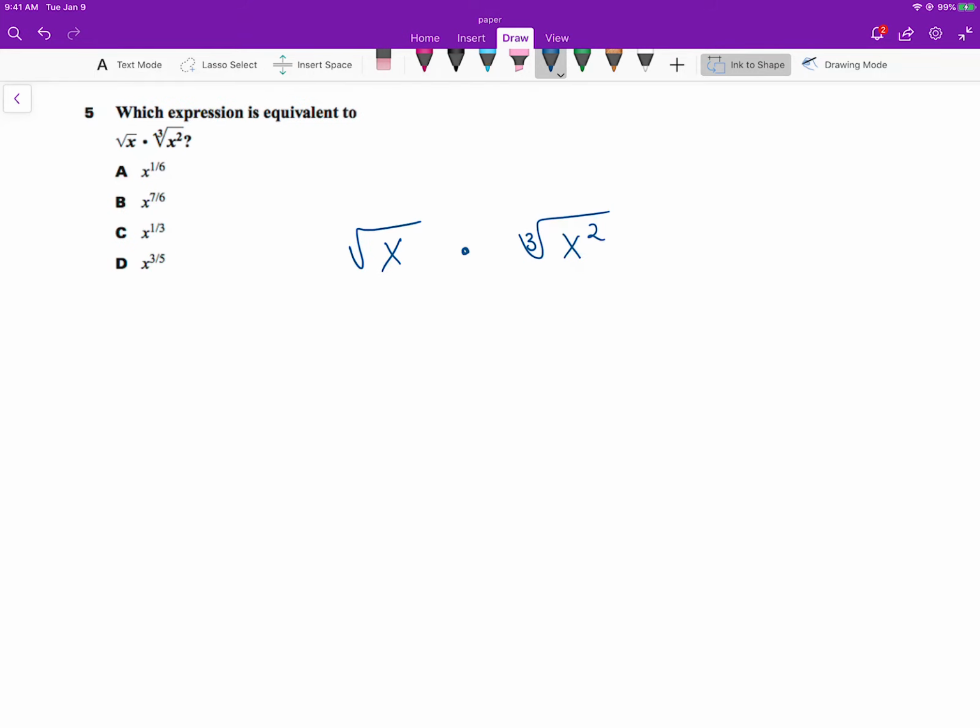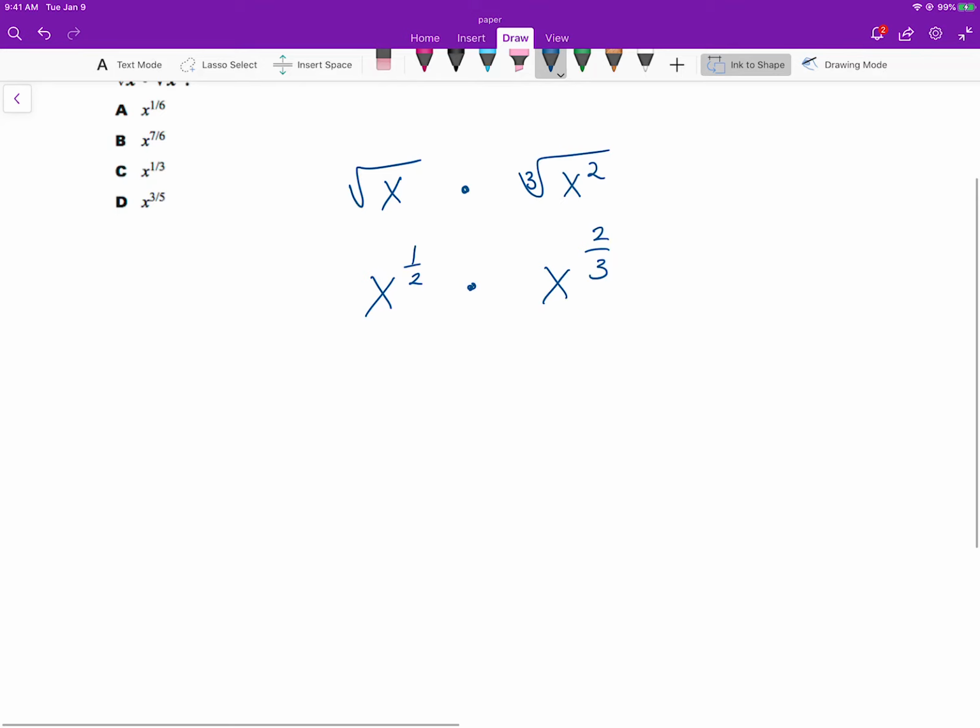For our last problem, the first thing I'm going to do is rewrite this with rational exponents, and a square root is to the 1/2 power. So we'll have x to the 1/2 times, and this one will be x to the 2/3, because the numerator is the power, the denominator is the root. And now our bases are the same, and it's multiplication, so we're going to add the exponents. So really this problem's asking us to add 1/2 plus 2/3.